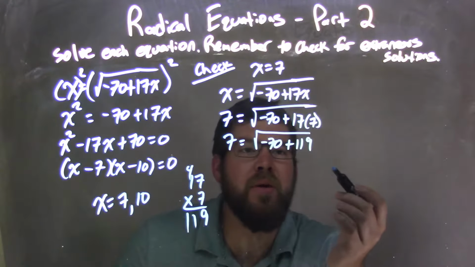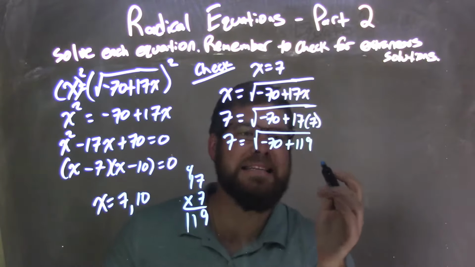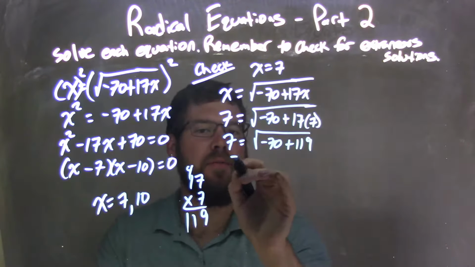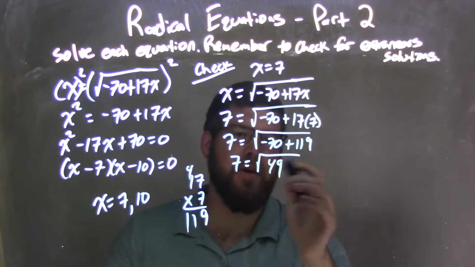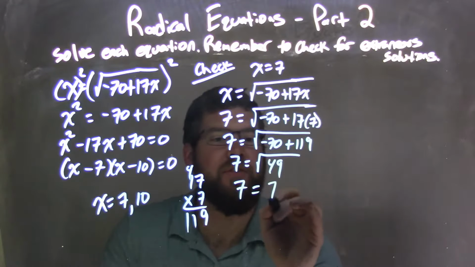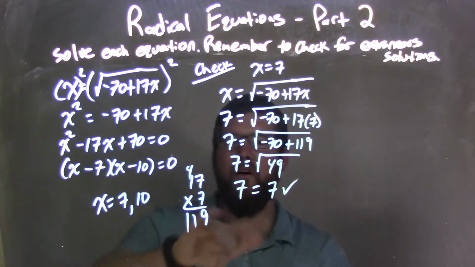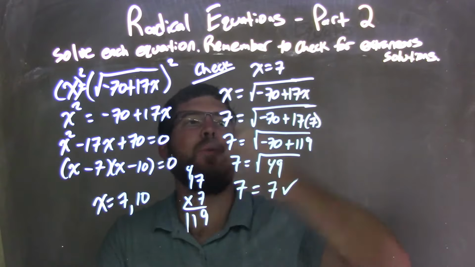Negative 70 plus 119 is 49. So we have 7 equals the square root of 49. All right, 119 minus 70, same thing, is 49. The square root of 49 is just 7, so 7 equals 7. Left and right hand side are equal. Fantastic, looking good. 7 is a true answer, but we have 2. We've got to check both.